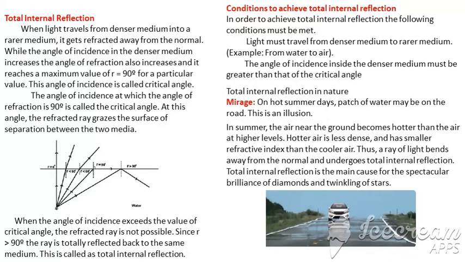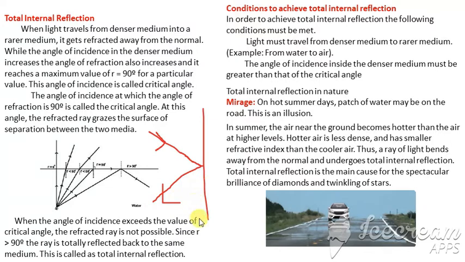Next we have a very very important topic, which is total internal reflection. Okay, already we have seen what is reflection, is it not? What is meant by reflection is, if any ray is made to fall on an object, it reflects back. So this is reflection.